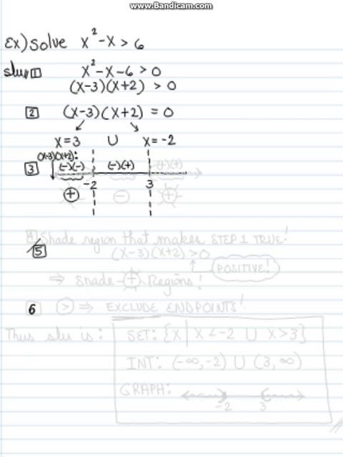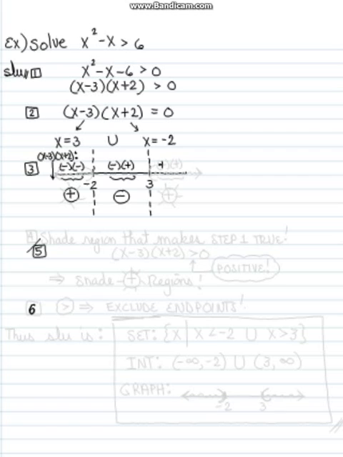Plug it into the first factor, x minus 3. You get 0 minus 3. That's negative. And then plug it into the second factor. For x equals 0, you'll get 0 plus 2. That's positive 2. That's positive. So for the product of these two factors, the sign will be a negative times a positive equals a negative.